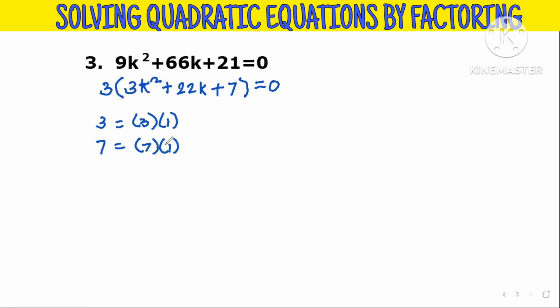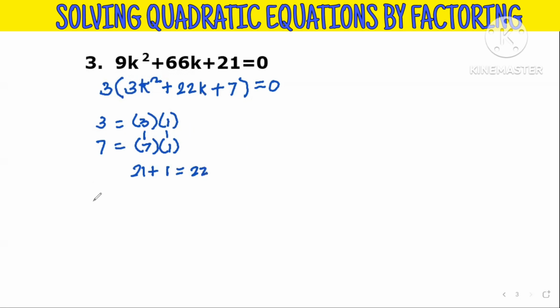Now, sino i-pair ko? Well, para makakuha ako ng 22, no? I think it's logical to choose 3 and 7 para makakuha ko ng 21, right? So, I will pair 3 with 7 and 1 with 1. So, 3 times 7 is 21. 1 times 1 is 1. So that when I add these two, the sum is 22. Ayun, no? Huli na natin yung middle term.